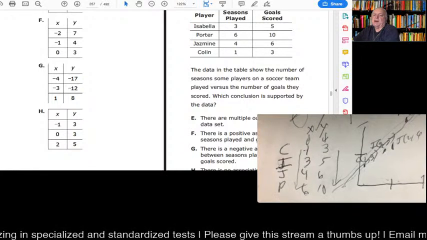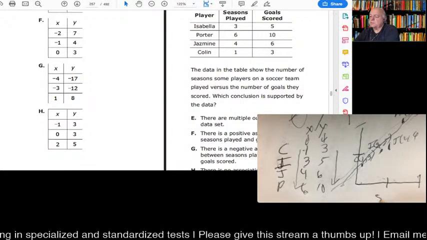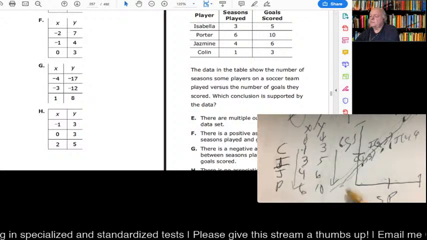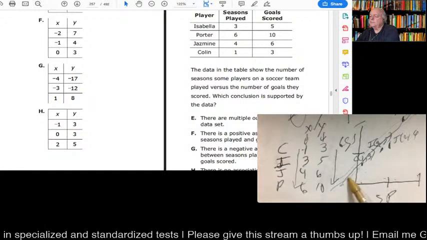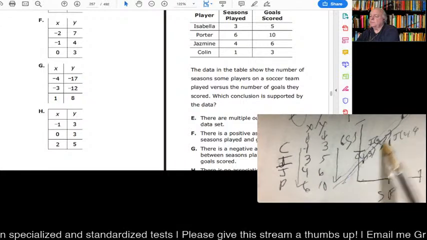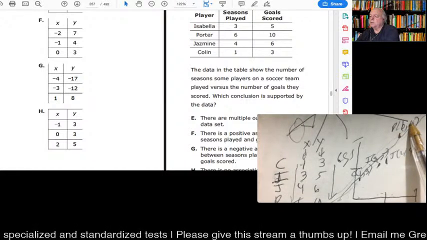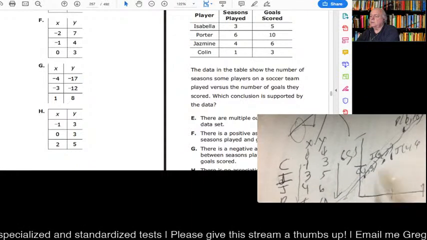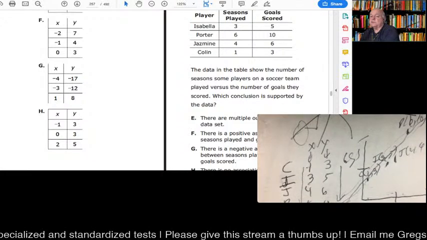F, there is a positive association between the seasons played. So this was the seasons played, and this is the goals scored. So there's a positive association. As the number of seasons go up, the goals scored get higher for everybody. Okay, first of all, this column was larger, but if you played more seasons, you got more goals. You played more seasons, you got more plays. This guy played the least number of seasons, he got the least number of goals. Okay, so it wasn't even necessarily about best players for this group of 4. So F seems to be correct.